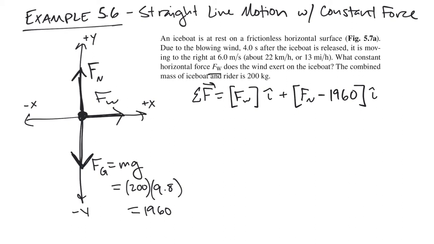Perfect. Now we know, due to Newton's second law, that this has to also be equal to m times the acceleration vector. For the acceleration vector, we've got some givens in the question. It doesn't tell us straight up what the acceleration is, but it says due to the blowing wind, 4 seconds after the ice boat is released, it is moving to the right at 6 meters per second. Now we are going to have to assume, I hate assumptions, that this is a constant wind, constant force.